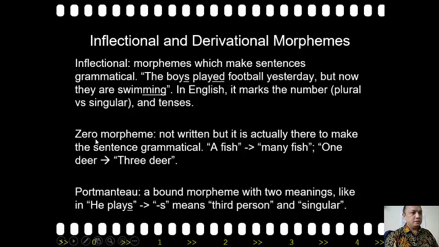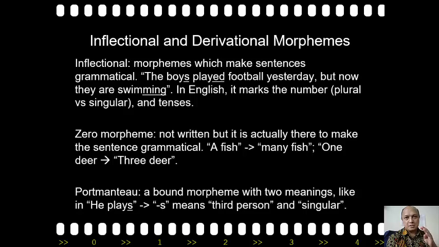And then we have what we call zero morpheme. Zero morpheme is not written. You cannot see it in a word because it's not there. It's not physically present. But it is actually there to make the sentence grammatical. So for example, if I have the word fish, and I say banyak ikan, I say many fish. But here, there is no morpheme which marks the plural of fish. It remains unseen.